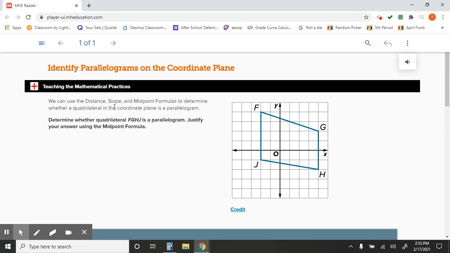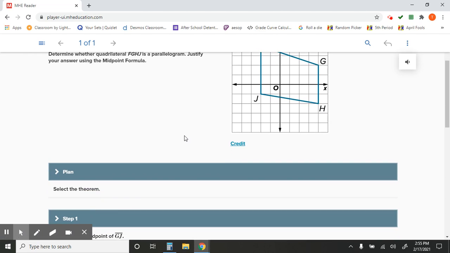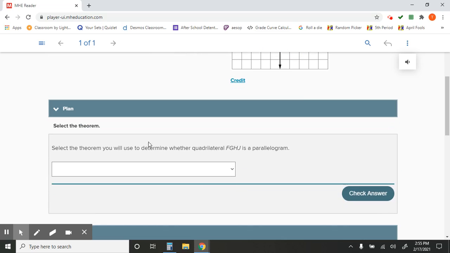We can use the distance, slope, and midpoint formulas to determine whether a quadrilateral in the coordinate plane is a parallelogram. So here we're given this quadrilateral FGHJ, and we want to decide whether or not it's a parallelogram. So the first thing we're going to do is use the midpoint formula.